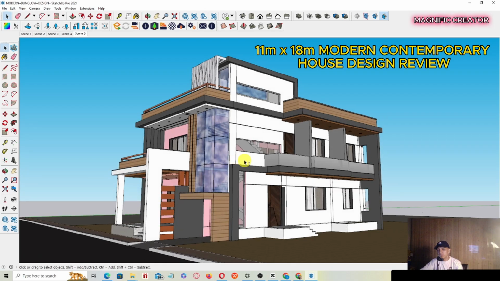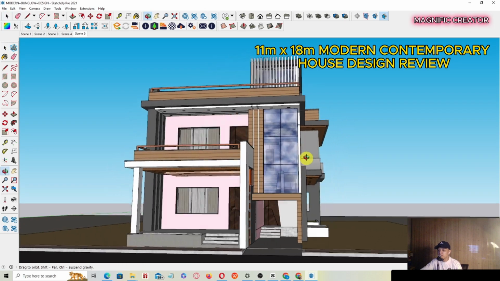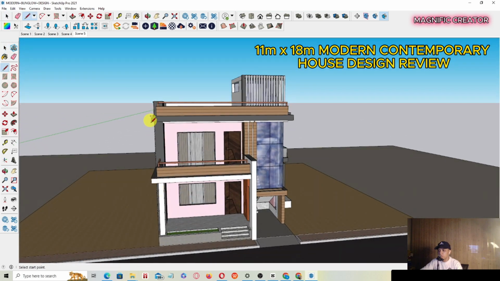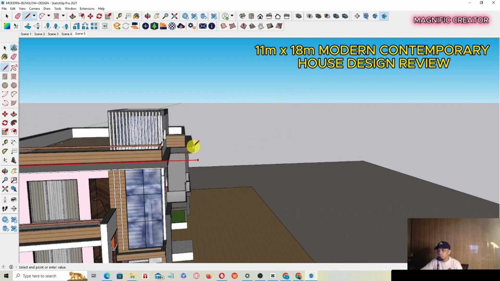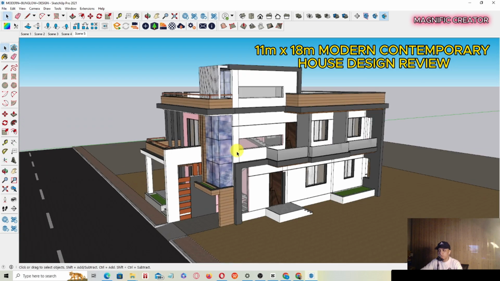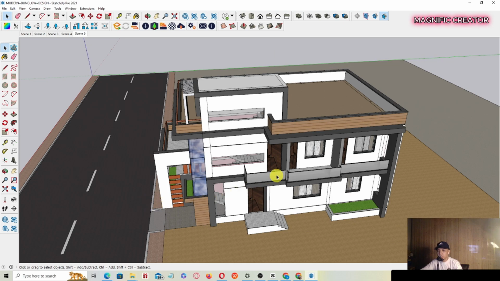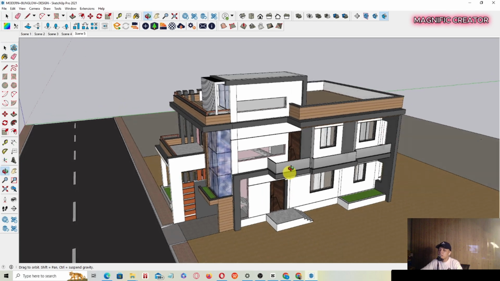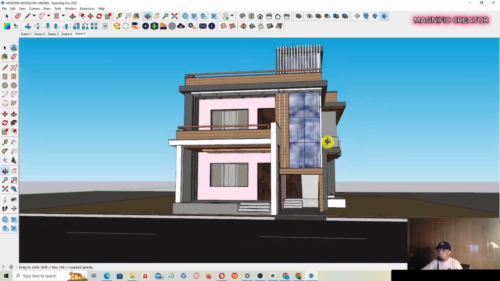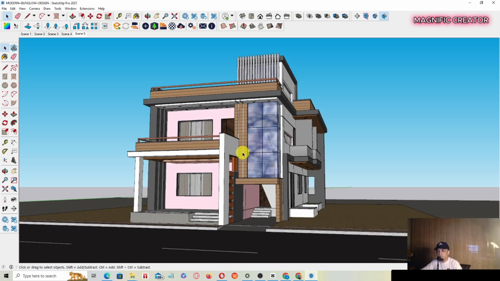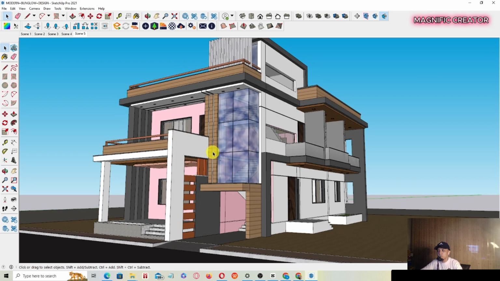Okay, guys, this is about the modern contemporary house with a width of around 10.9 meter and a length to the back of around 18.5 meter. We can see the outside of this house. It's a modern look and contemporary house anyway.